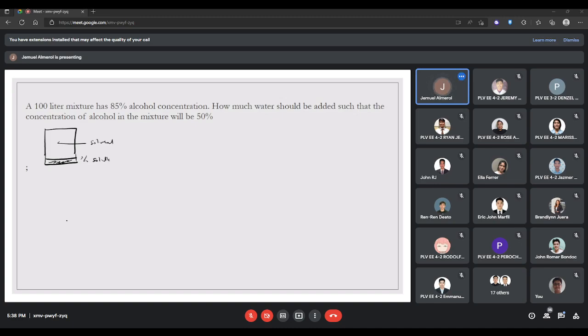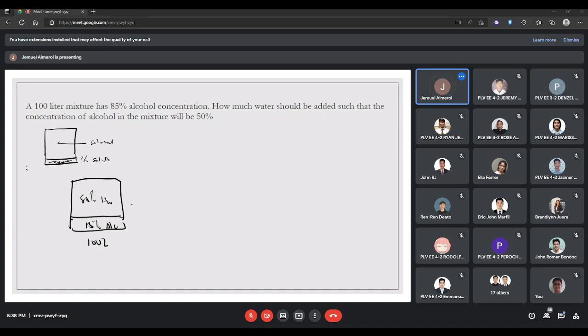So let's write down our concentration. It says the volume is 100 liters, with 85% alcohol concentration. Since alcohol is usually in liquid form, that would be the solvent, with a remaining 15% solute. Or should we say, the other way around: alcohol is what is dissolved when mixed. This is the alcohol, this is the water.